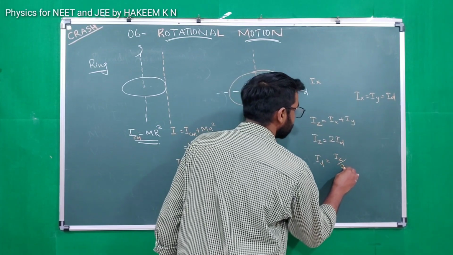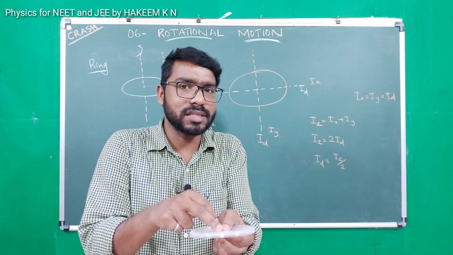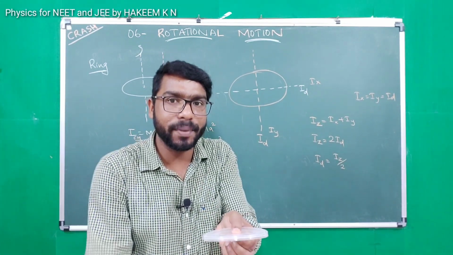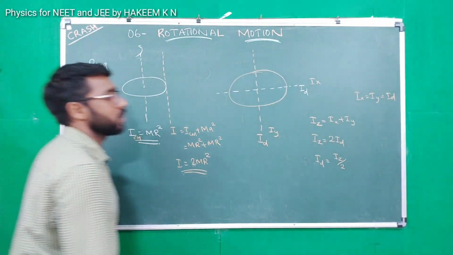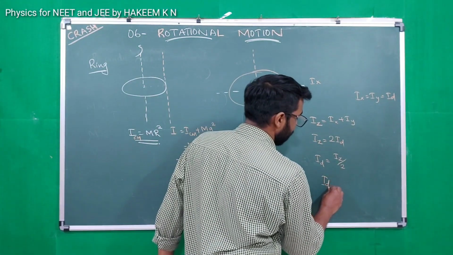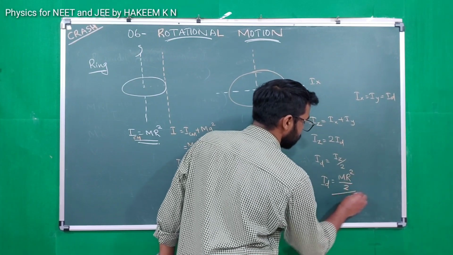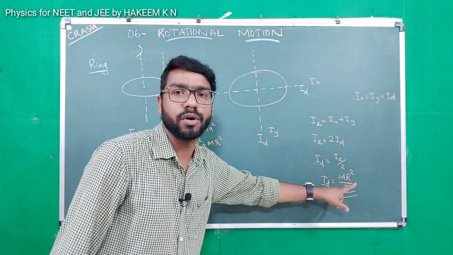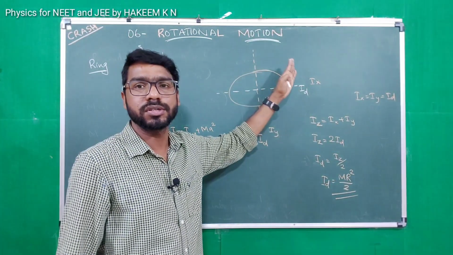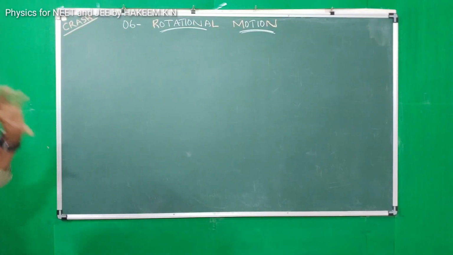So ID equals IZ by 2. What was IZ here? IZ means the axis perpendicular to the plane, which we already wrote here. It is mr square. So ID equals mr square by 2. Okay, using the perpendicular axis theorem we found the moment of inertia about the diameter of the ring. Okay, now you can see a table.